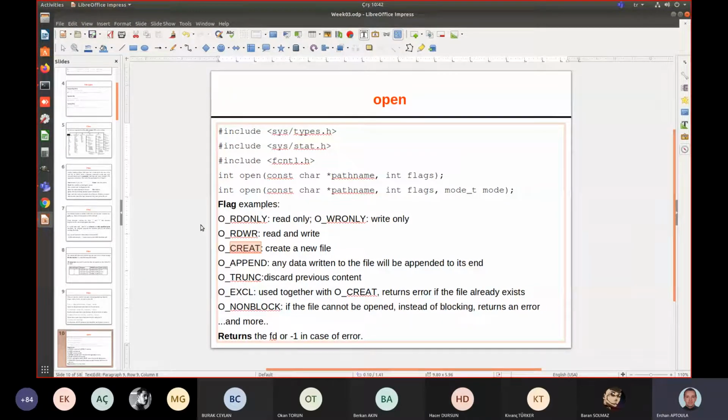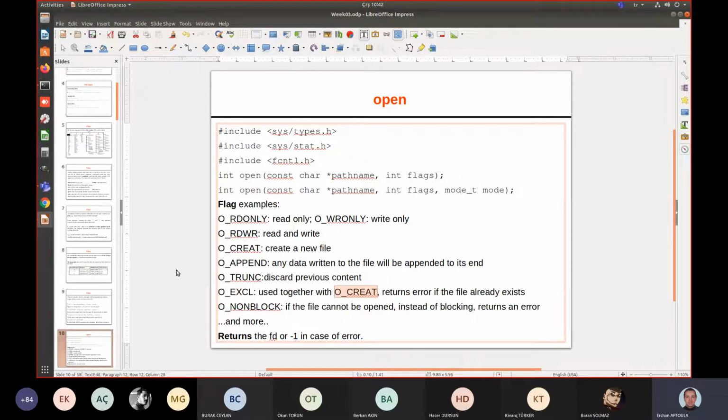If you don't use this flag and you try to open a file that doesn't exist, in that case it will return an error. Append means that you will open the file and whatever you try to write to it will be appended to its end. If you use this flag or trunc, it means that it will open the file and empty it. O_EXCL is also quite useful. It is in 99% of cases used together with O_CREAT.